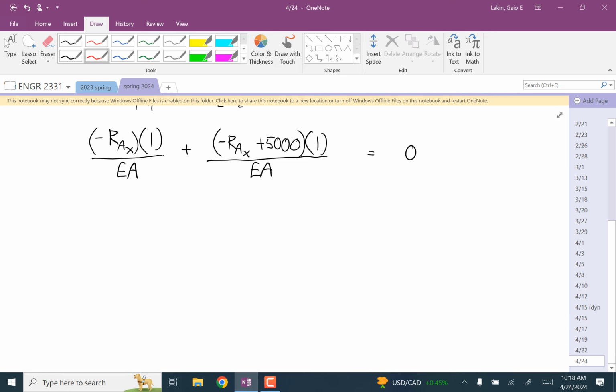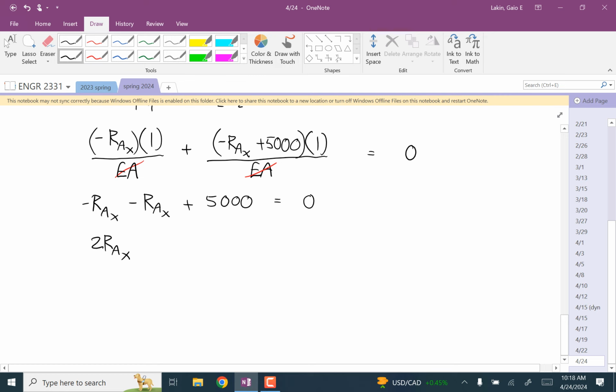Okay, multiply both sides by EA, and you get negative RAX minus another RAX plus 5,000 is equal to 0. So you can write this as 2 RAX is equal to 5,000. Okay, that is our fourth equation. I mean, this actually lets us solve for this, but let's deal with all that stuff at the end. So this is our fourth equation.